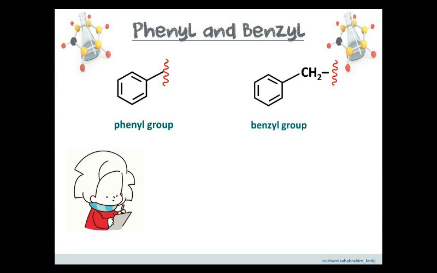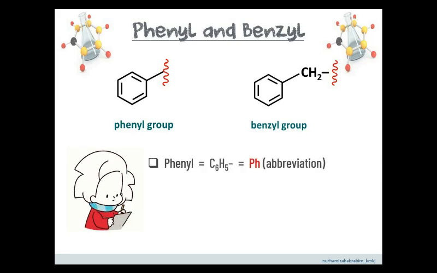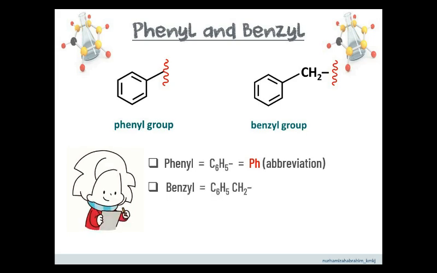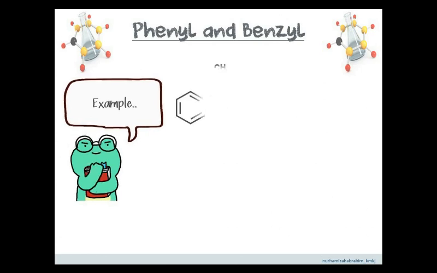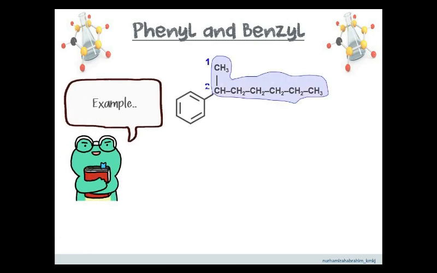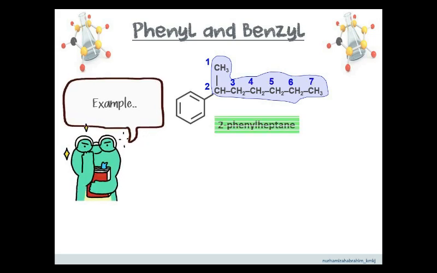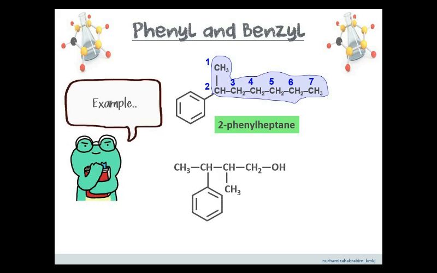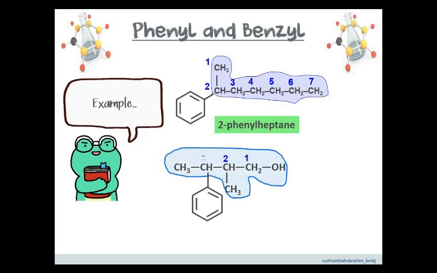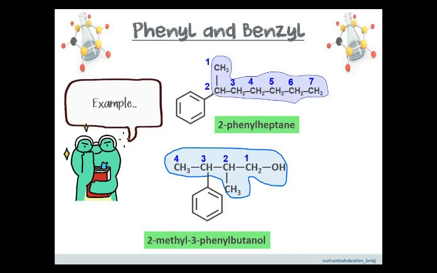As stated before, when benzene becomes a substituent, it will be a phenyl group, with Ph abbreviation. It also can be a benzyl group, with C6H5CH2. Example: when the alkyl substituent is larger than the ring, more than 6 carbons, the benzene will become a substituent, a phenyl-substituted alkane: 2-phenylheptane. In the second structure, if the chain contains an important functional group, the benzene is also considered as a phenyl substituent. Thus, the name becomes 2-methyl-3-phenylbutanol.